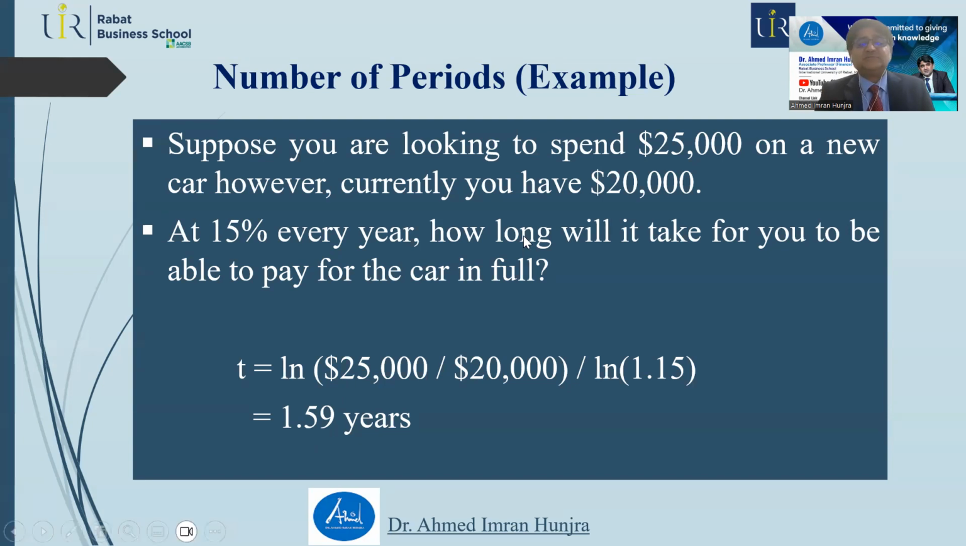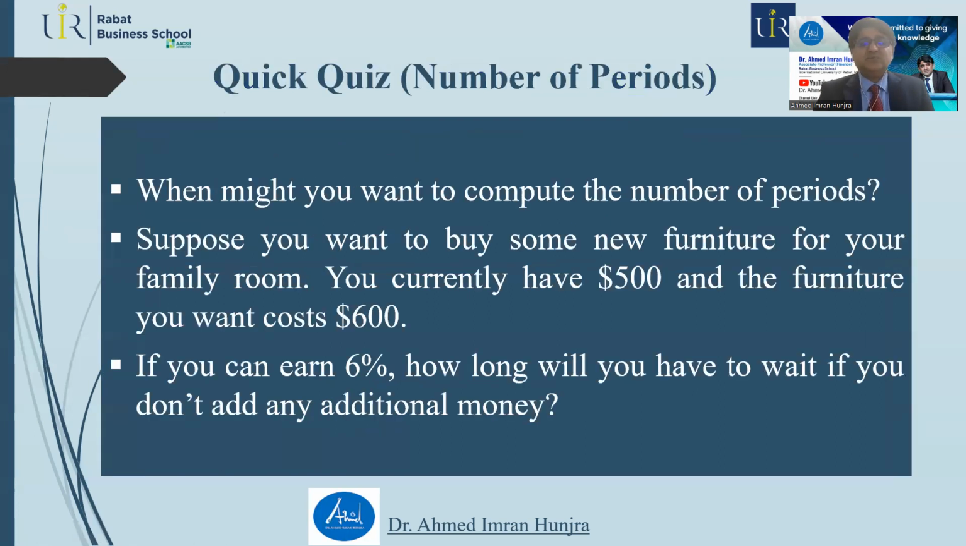So how can we interpret this? If we have $20,000, it will grow to 25,000 at the rate of 15% after 1.59 years. Or we can say, if I invest 20,000 today at the rate of 15%, I will get 25,000 in 1.59 years. So this can be the interpretation. While interpreting the values, you have to focus on all components.